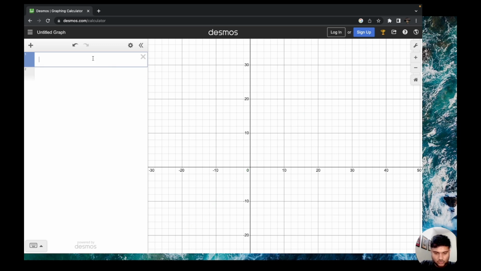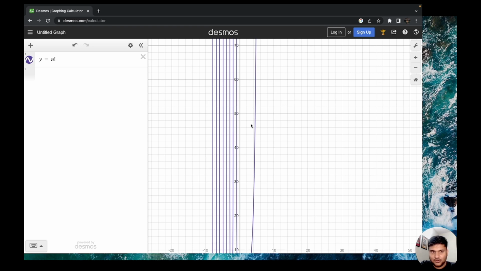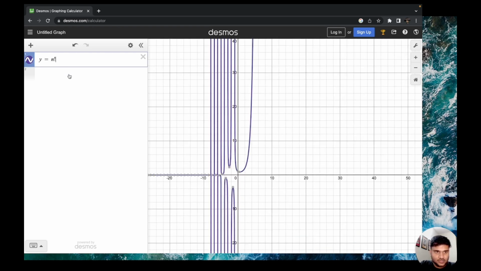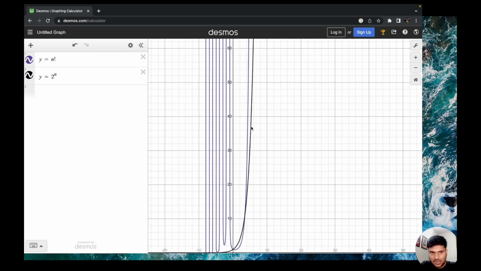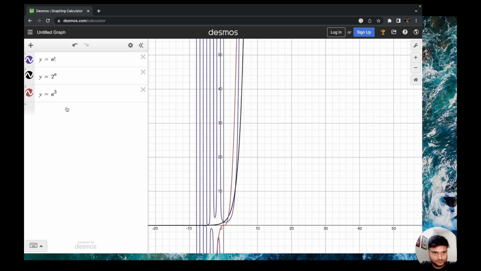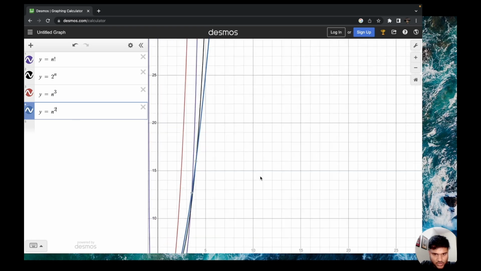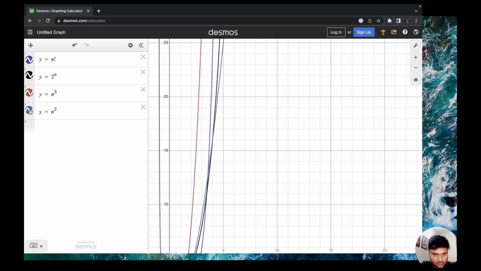So let's start. You can have something like y is equal to n factorial. See, n factorial is almost parallel to the y-axis. Then there is y is equal to 2 raised to the power n. This black line is y is equal to 2 raised to the power n. Then let's say y is equal to n cube. This red line is n cube. I'll show all of them, don't worry. Then y is equal to n square. This blue line is n square. Then y is equal to n log n, this green line.